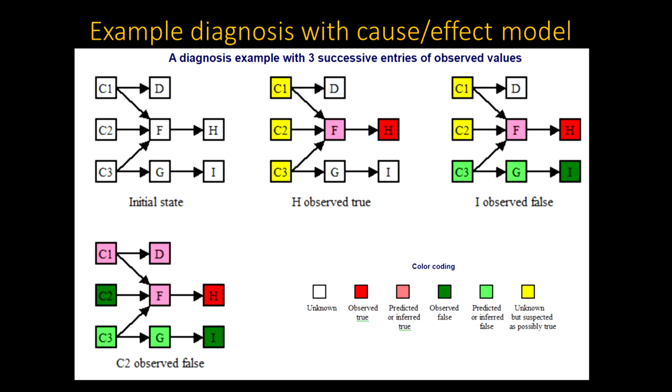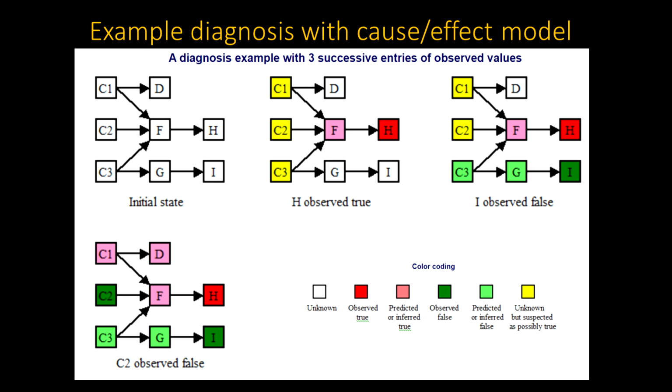We color that in a lighter green. And working your way backward, well, if that's true, C3 couldn't possibly be a root cause. It's been ruled out. So now we're down to just two possible root causes left, C1 and C2, still shown in the yellow. Now the next step, suppose we actually have direct measurements on C2, and suppose we observe that that particular cause is ruled out.